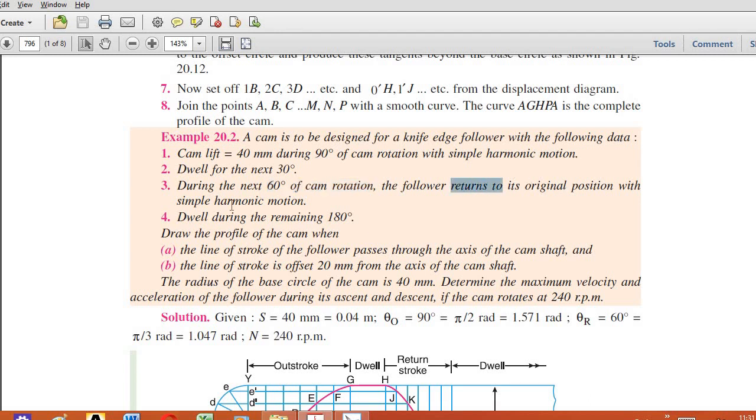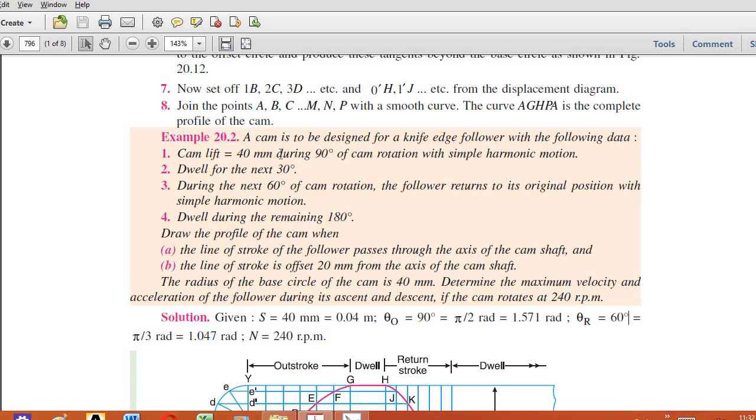So this angle is called angle of return or angle of descent. So theta r is equal to 60 degree, that is equal to pi by 3 radian, that is 1.047 radian. So this is the angle of descent. Next, dwell during the remaining 180 degree. So all these angles, if you add them, will total 360 degree of the cam.